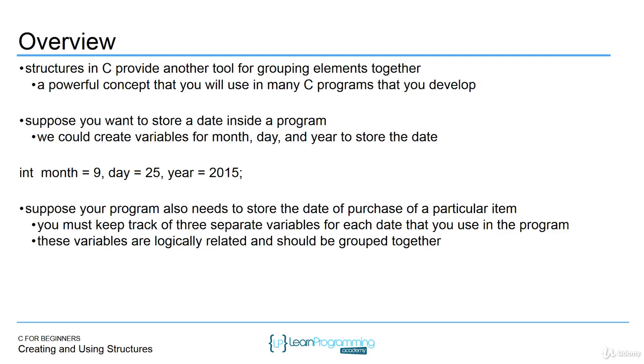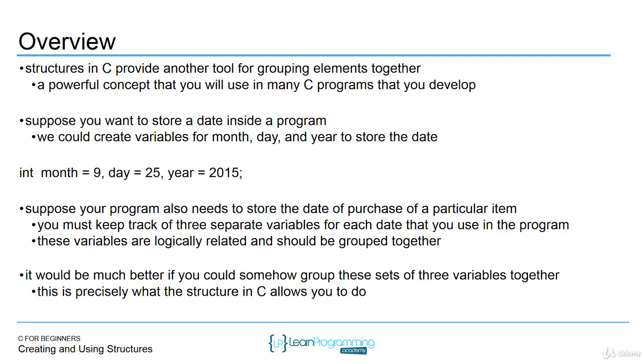So again, this is where it comes into relation to objects and a class that has three data attributes. So it would be much better if you could somehow group these sets of three variables together. And this is precisely what the structure element does in C. It allows you to group these different elements together with a particular name. You can then create different variables of that name and access the elements in that name, the different data attributes. They're really called members.